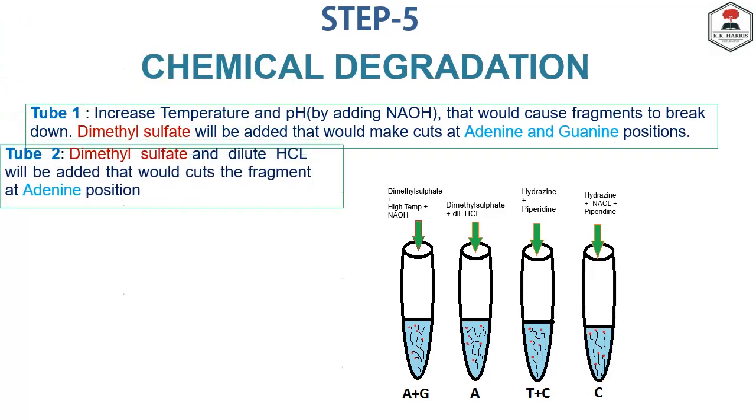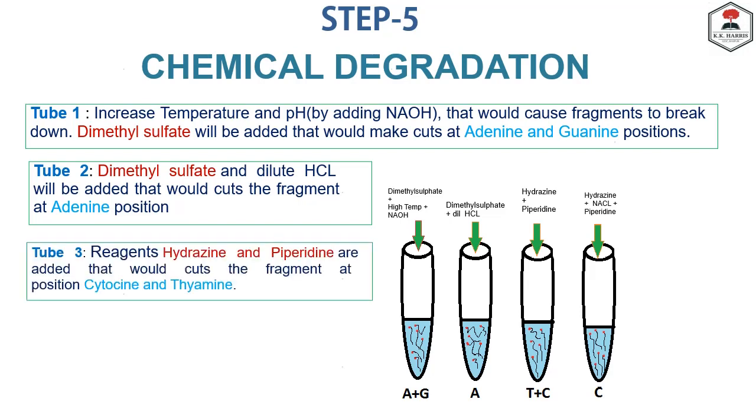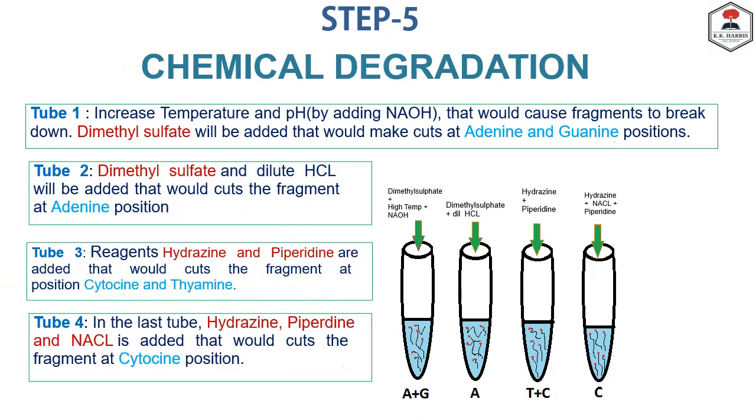Tube 2, dimethyl sulfate and dilute HCl will be added that would cut the fragment at adenine position. Tube 3, reagents hydrazine and piperidine are added that would cut the fragment at cytosine and thymine positions. Tube 4, in the last tube, hydrazine, piperidine, and NaCl are added that would cut the fragment at cytosine position.